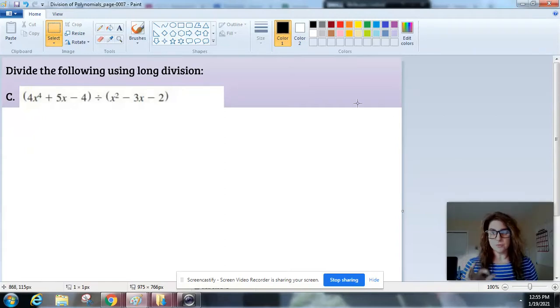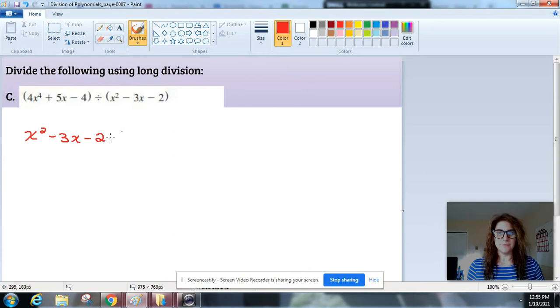So we're going to go through another long division problem. You have one video of just how to do long division. First off, remember the second polynomial is your divisor. That is what is going to go on the outside of your division.